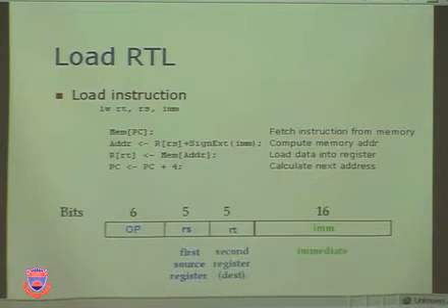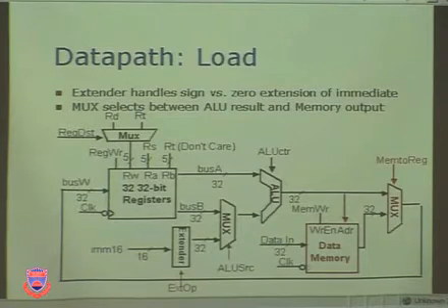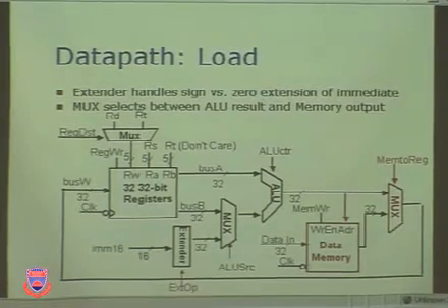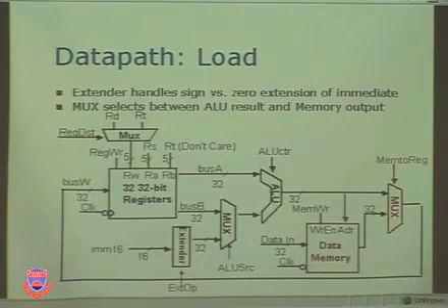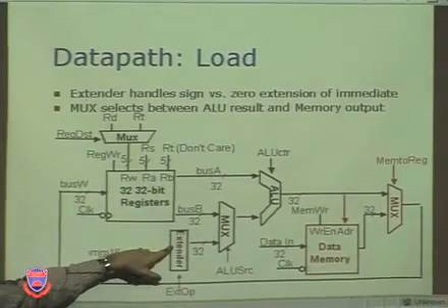Okay. So, if that's what we want to do, we need to add some more to our data path to do it. What's new here? Look and see what's new. The red stuff. Oh, you're so clever. The red stuff is new. So that's all the same. But look what happened here to our extender.